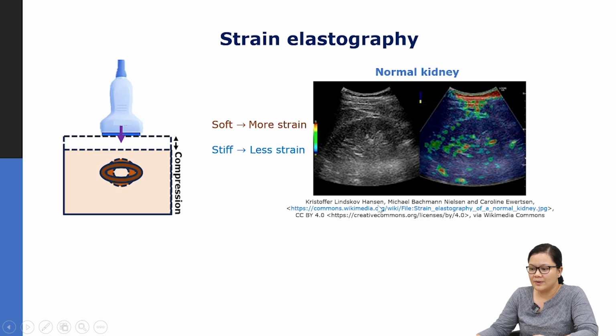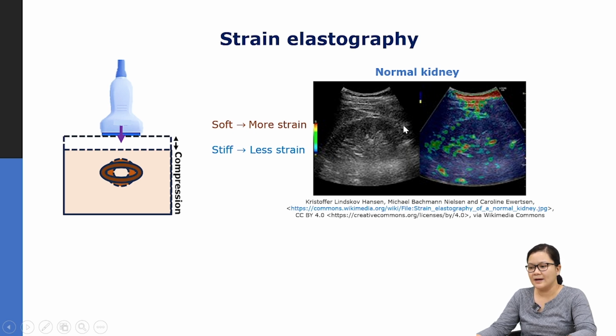So here, what I show is an image of a normal kidney. On the left is the B-mode image, and on the right is your strain image. The color bar here is the measurements of strain. So soft material will have more strain because it's easier to displace, so it'll appear red in the image. And then a stiff material will have less strain, so it'll appear more blue. So this is of a normal kidney right here.